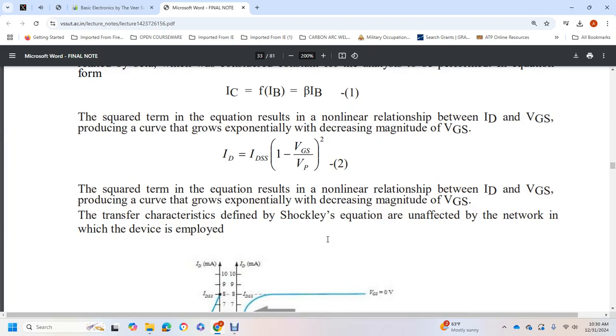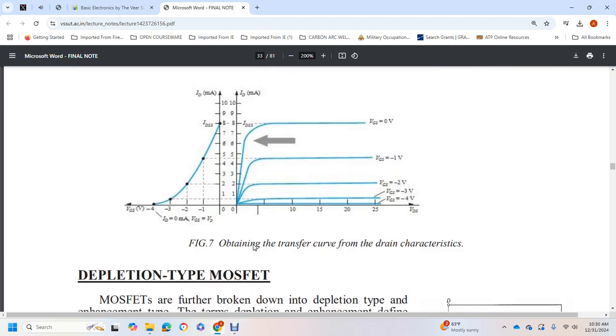The squared term in the equation results in a nonlinear relationship of the drain current with VGS, drawing the curve of growth with the exponentially decreasing magnitude of VGS. The transfer characteristic of Shockley's equation is unaffected by the network in which the device is employed.